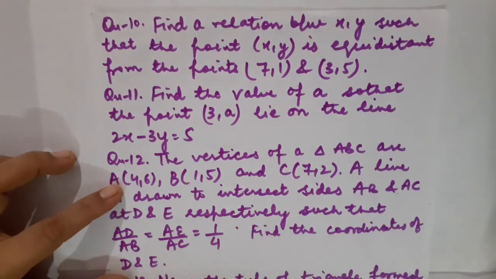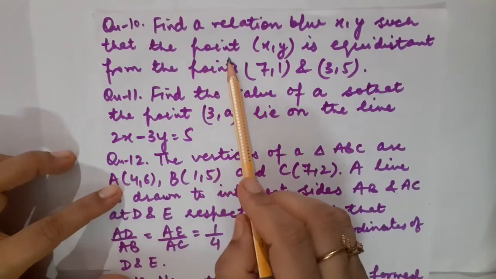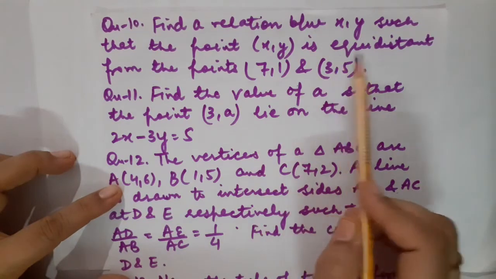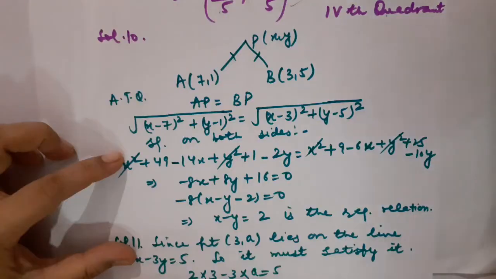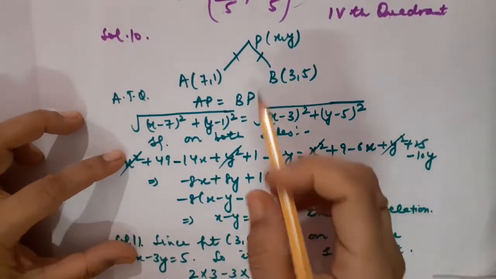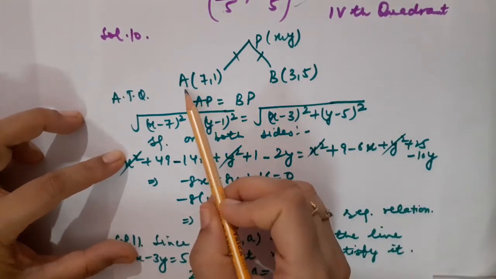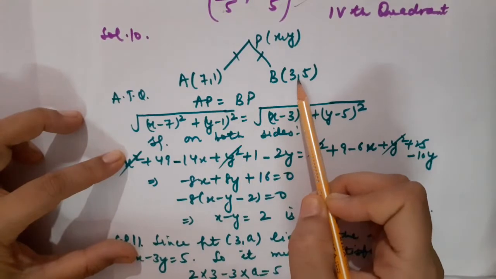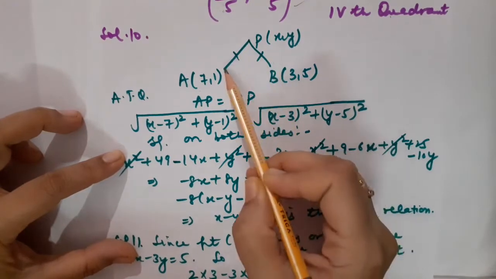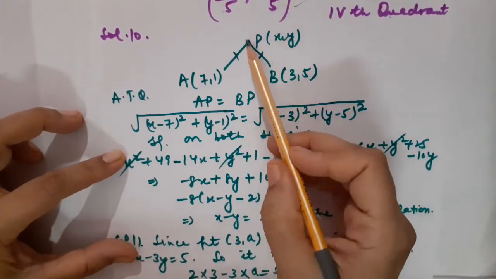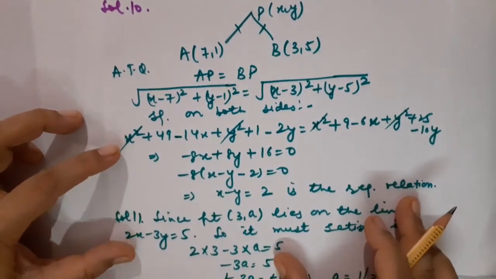Now children, our next question is that we will have to form a relation between x and y such that point x, y is at the equidistant from the given points. So children, through this diagram you can easily understand that there is a point P whose coordinates are x, y, and you will be having two more points given, that is A, B. It is said that P is at the equidistance from A and B. So AP must be equal to PB. So this is very simple. You have to calculate the distance AP as well as PB and equate them equal.